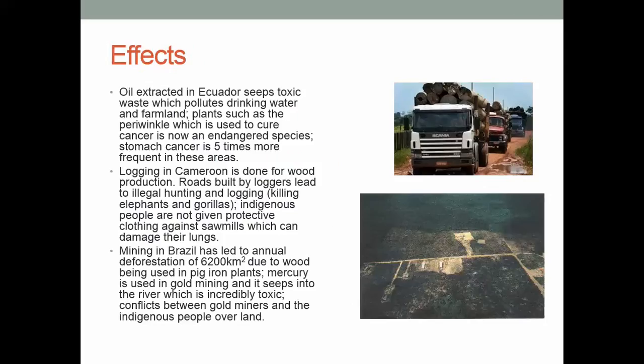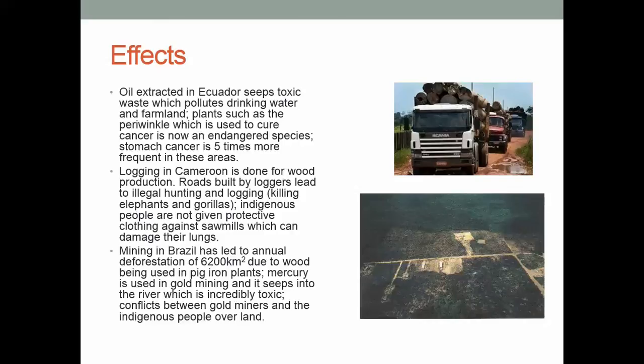You basically need to know a range of different effects, and what we're going to look at is three different examples, three different areas. So the first effect which we're going to look at is the effect of oil extraction in Ecuador. This is in the Orient region, and you would have seen this when you looked at water problems in Unit 2. And what happens is when they're extracting oil, the toxic waste which occurs in their tanks seeps into drinking water and farmland.